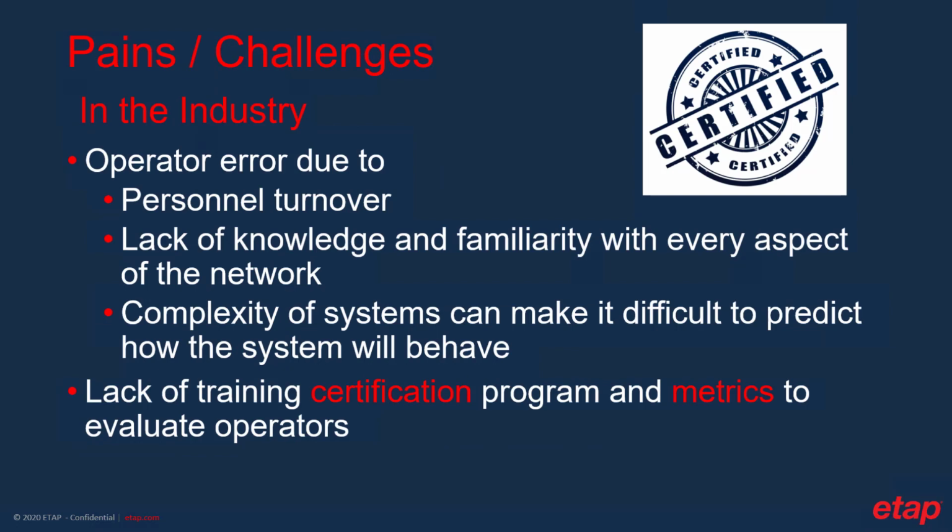Operator error can be due to personnel turnover, lack of knowledge and familiarity with every aspect of the network. Complexity of systems can make it difficult to predict how the system will behave. For instance, there's a lot of scenarios where unexpected results can happen because of the dynamics of the system. Additionally, there's a lack of training, certification programs, and metrics to evaluate the operators.